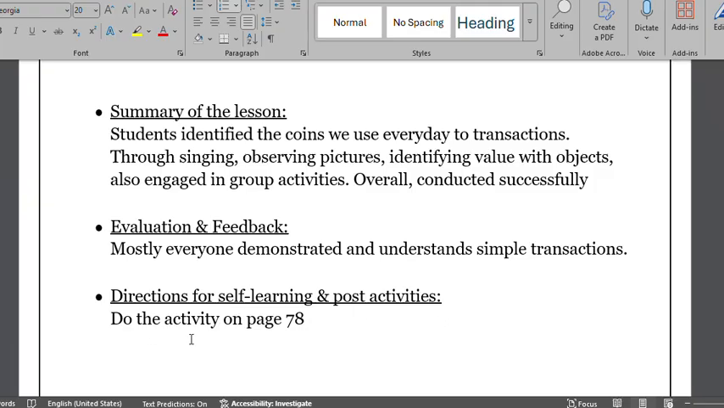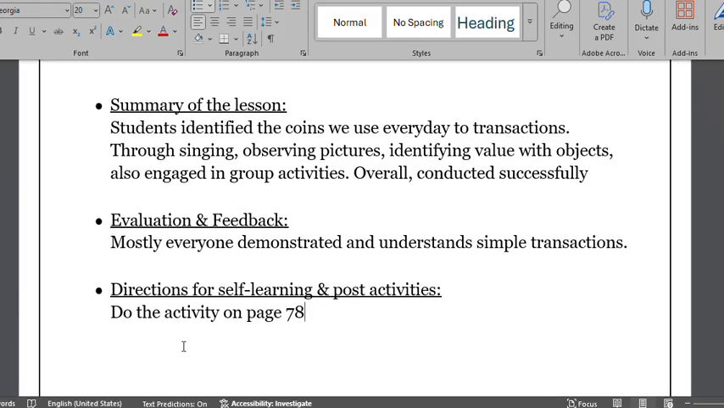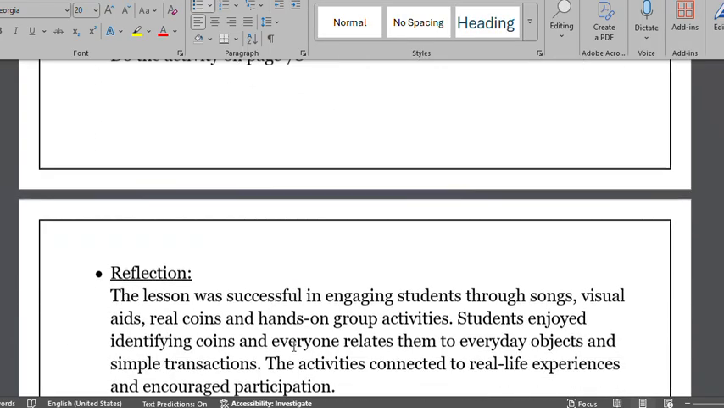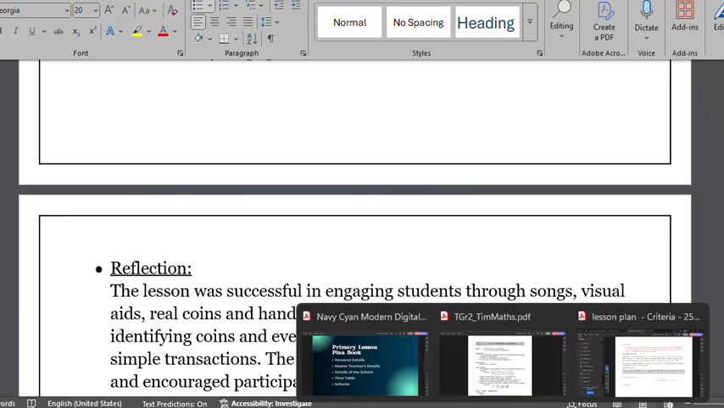It can be giving work from a book, or you can ask them to check some coins and come, or trace the coins and come, those kinds of activities. Like what the homeworks are. After the lesson, whatever you are going to give, you have to mention it, and then as part of the reflection you want to write.